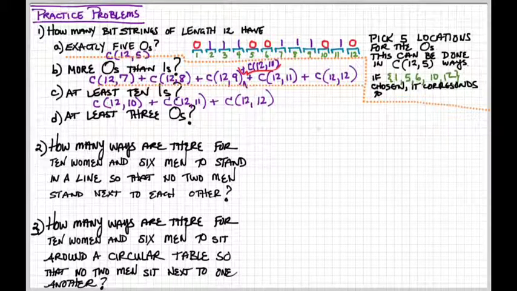How about the bit strings of length 12 that have at least 3 zeros? Well, we could break them into disjoint cases, adding up 3 zeros, 4 zeros, 5 zeros, 6 zeros, 7 zeros, all the way up to 12. That's going to be a lot of writing.